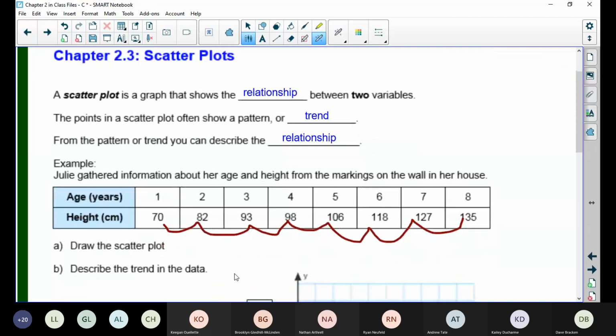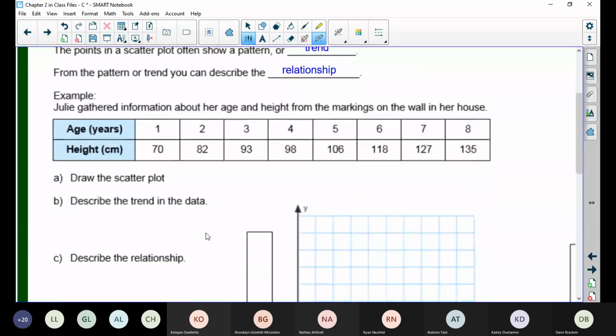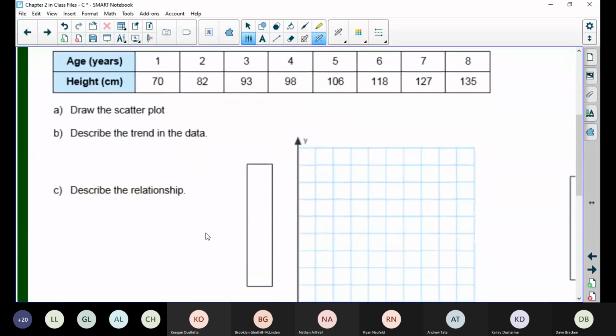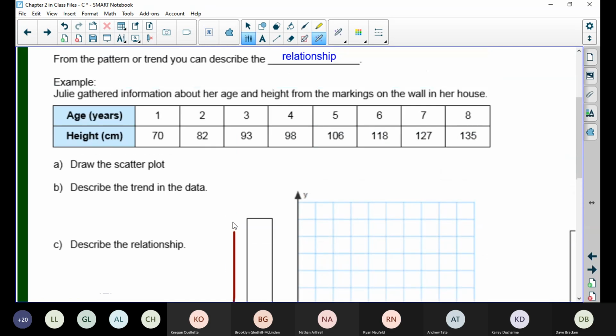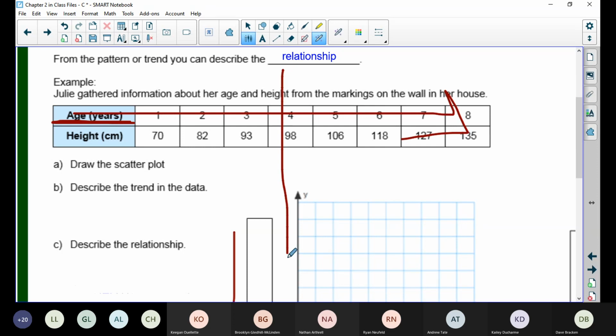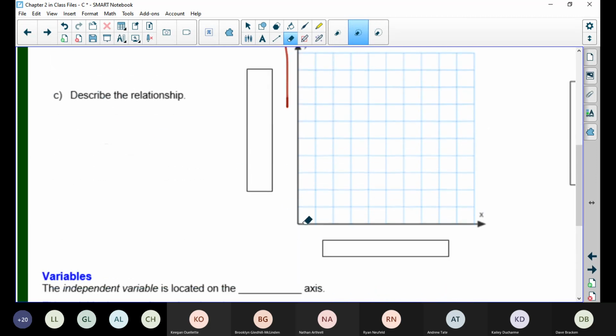So it says, draw a scatter plot. Well, this is our very first one that we're going to do together. Notice the very first thing we have to do is label the bottom, label the side. The first variable in your table, whether it's a horizontal table or a vertical table, it doesn't matter. That first variable always goes on the bottom. So you see age in years, age goes on the bottom.